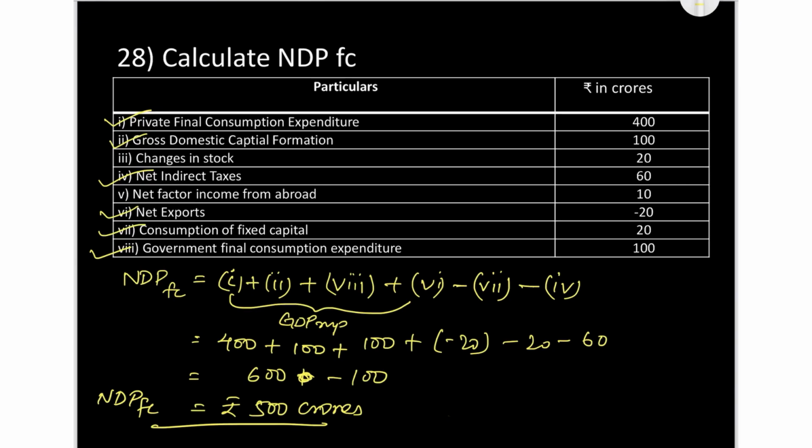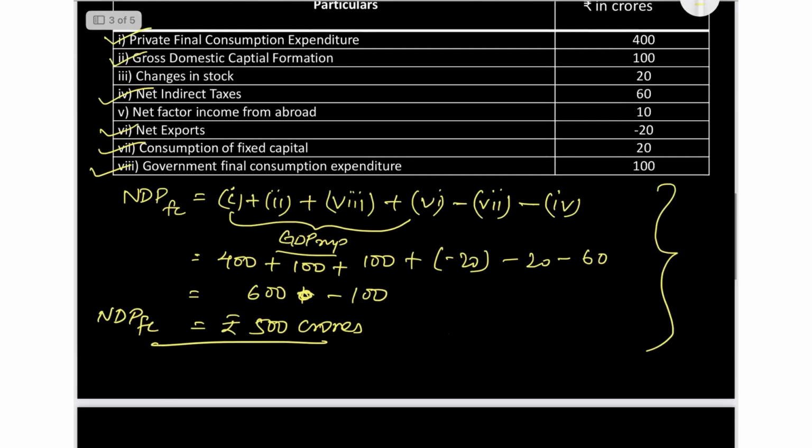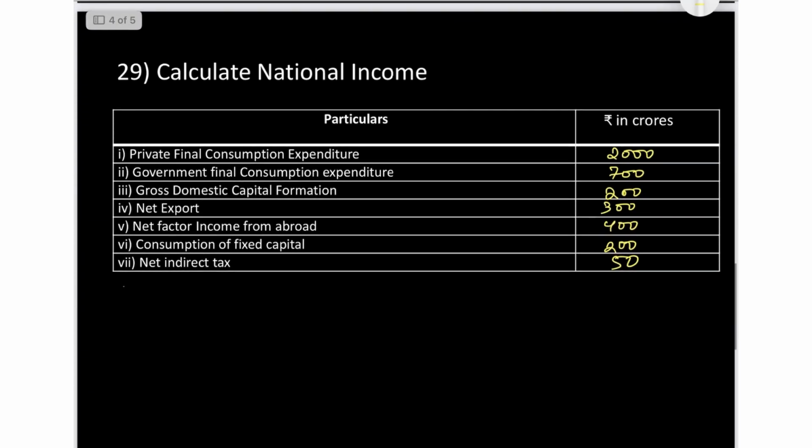So if you want to take a screenshot of it, you can quickly take a screenshot, right? So C plus I plus G plus X minus M gave us GDP MP. From GDP MP to GDP FC is MP to FC minus NIT, and gross to net is minus depreciation. It is simple as that. So we'll quickly move on to question number 29, right?